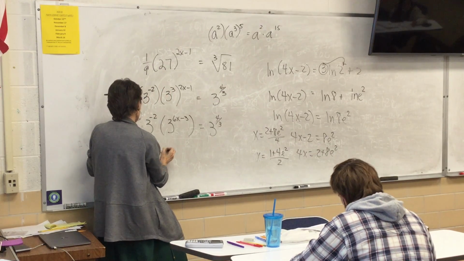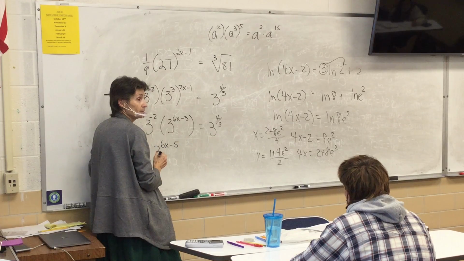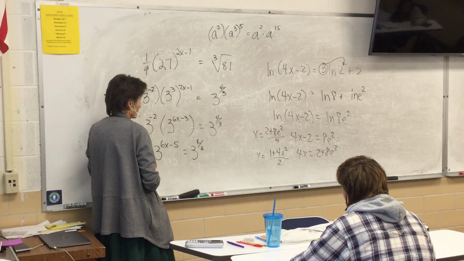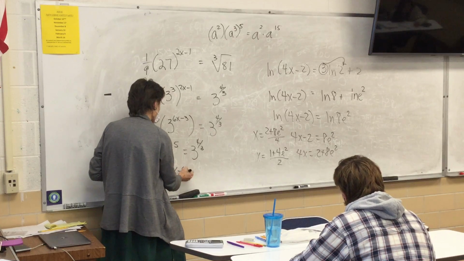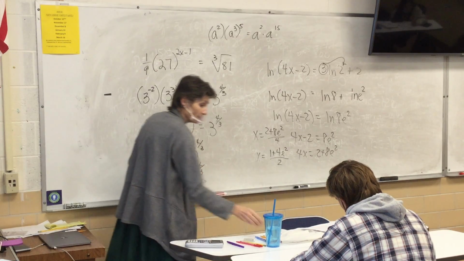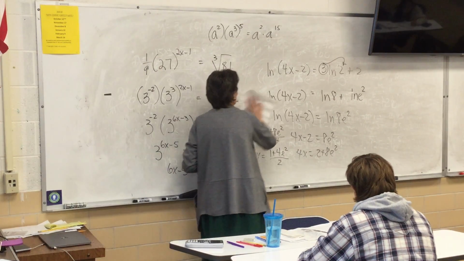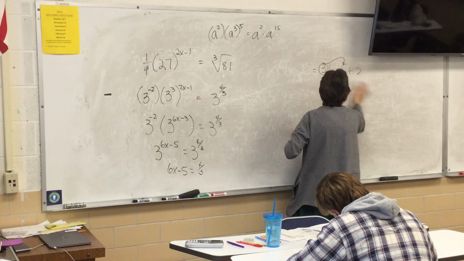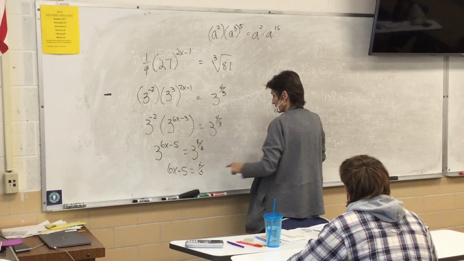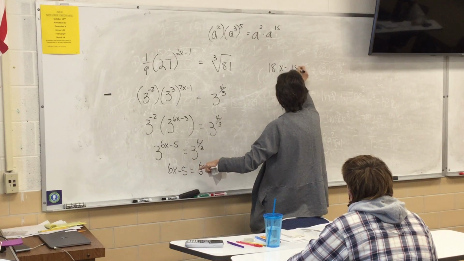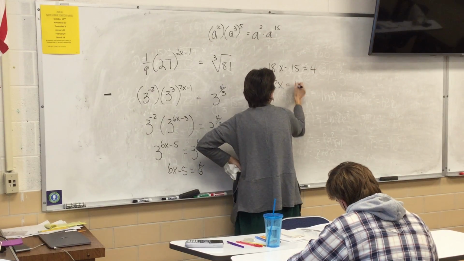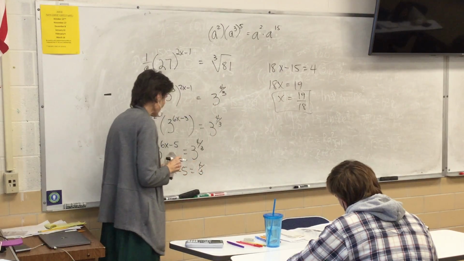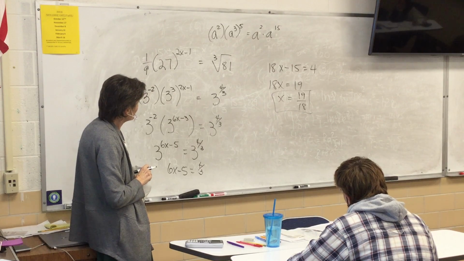So I'm going to have 3 to the 6x minus 5 equals 3 to the 4/3. Now, 6x minus 5 equals 4/3. Everybody okay with that? You can either deal with the fraction, it's completely up to you. It's been a long day. I think I'll multiply by 3. So 18x minus 15 equals 4. 18x equals 19. x equals 19/18. That's going to be the answer you get, no matter how you choose to do the problem.